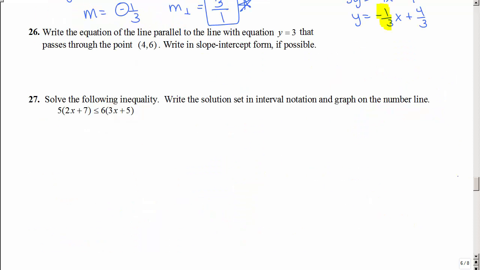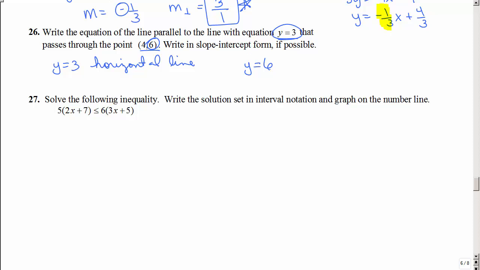26. Write the equation of the line now that's parallel to this line and passes through this point. Well, you have to know that y equals 3 is a horizontal line. And so something parallel to it is another horizontal line. So I know it's going to be y equals, and what is y equal to? 6.